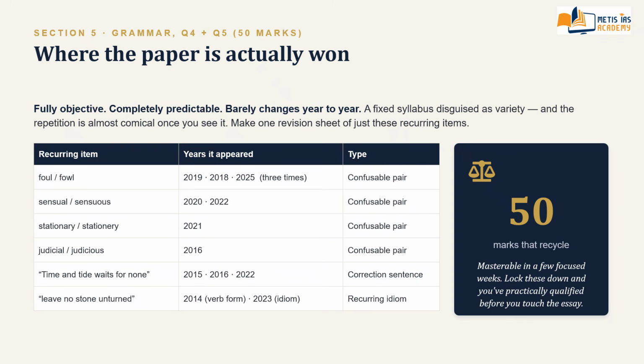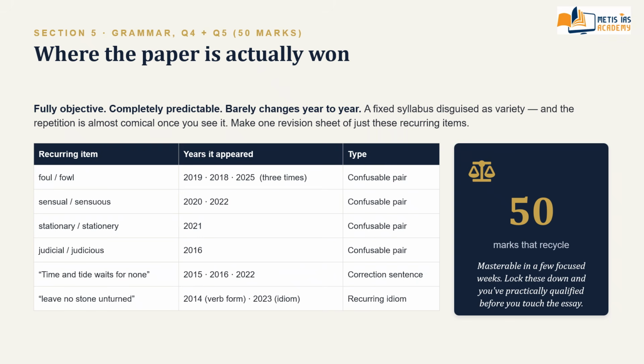So even whole correction sentences repeat. Time and tide waits for none showed up as a grammar item in 2015, 2016, and 2022. And leave no stone unturned appears as a verb form item in 2014 and as an idiom question in 2023.